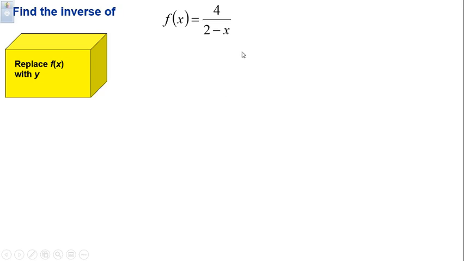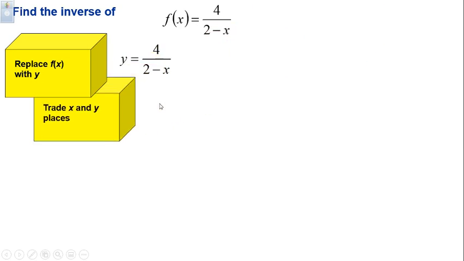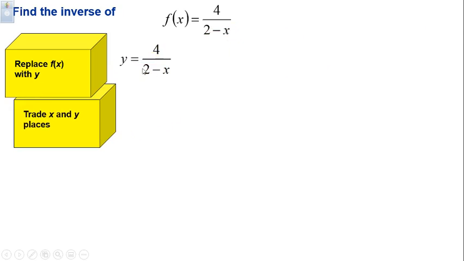Step 1, we will replace all our f of x's with y. That's a cosmetic step. We still have the same function. Step 2, which is the most important step, we will trade places between x and y. So where we see y, we will put x, and where we see x, we will put y. So now we have x is equal to 4 over 2 minus y.